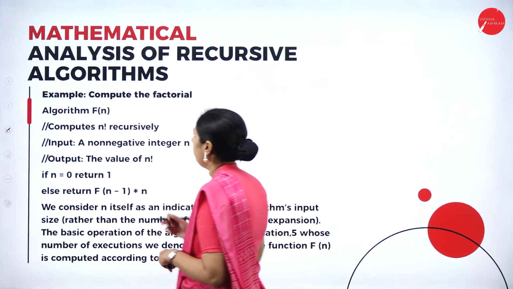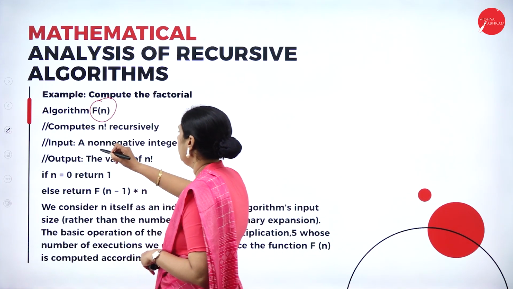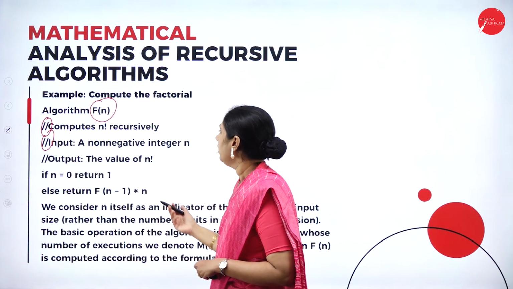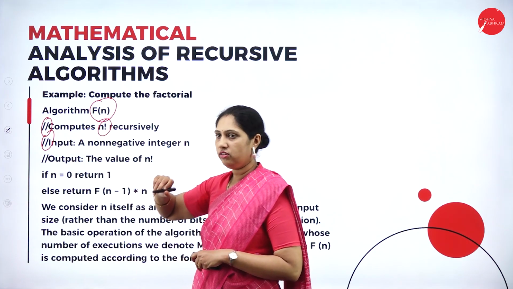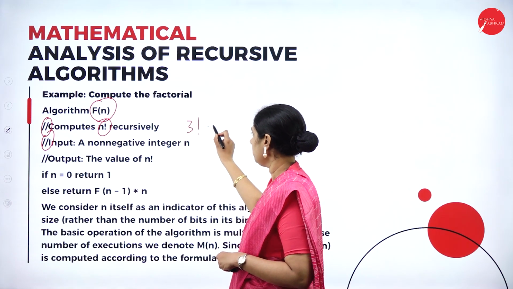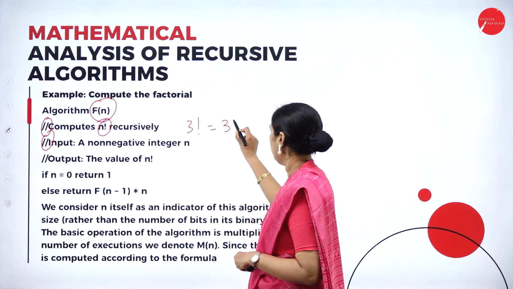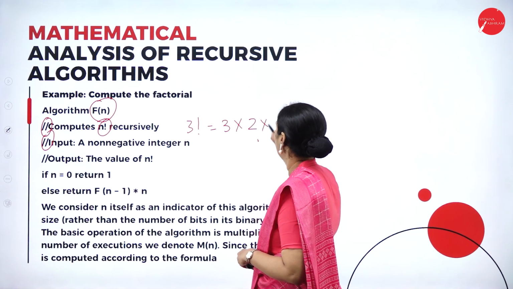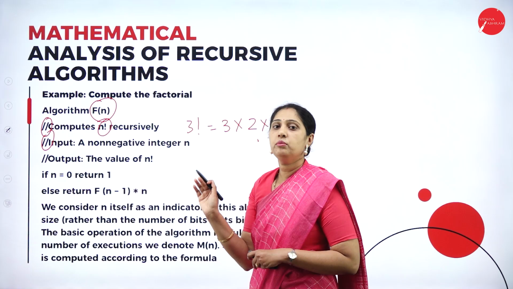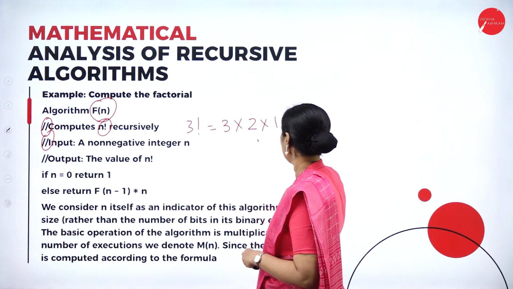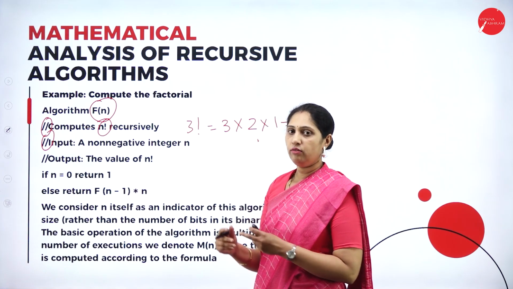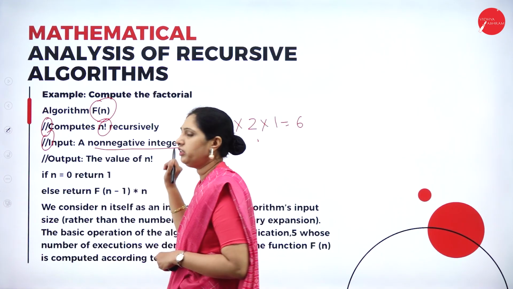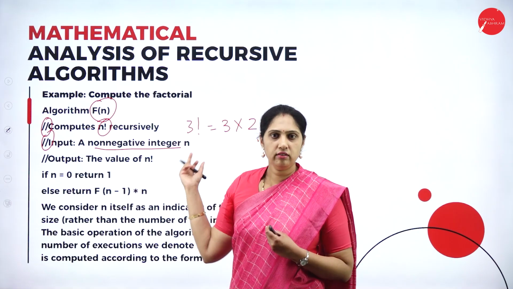So again, in the algorithm, we have directly taken f of n. These are the comments for us to read and understand. It computes n factorial. If I say 3 factorial, what is the answer? First, I take this number and reduce it by 1. 3 minus 1 is 2. Again, 2 minus 1 is 1. So until 1, we have to multiply. 3 into 2 is 6, 6 into 1 is 6. So 3 factorial is 6. Whenever I give an input, it should be non-negative, a positive number.